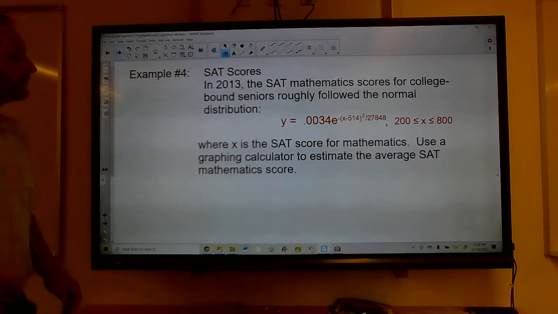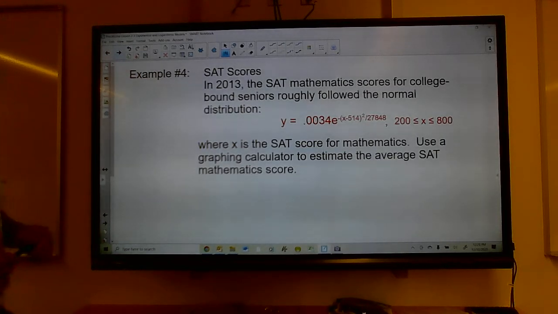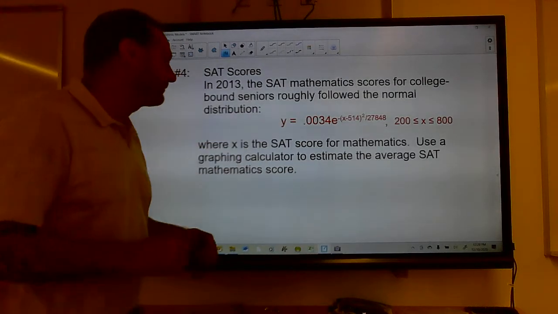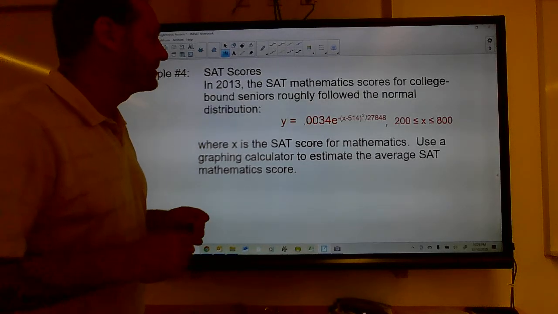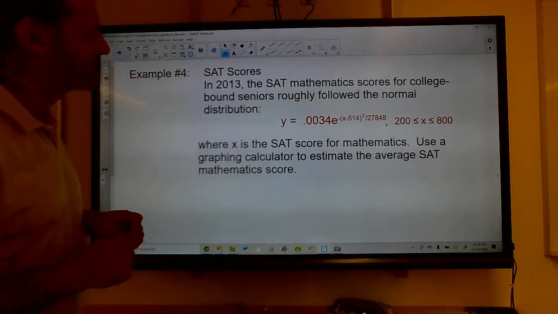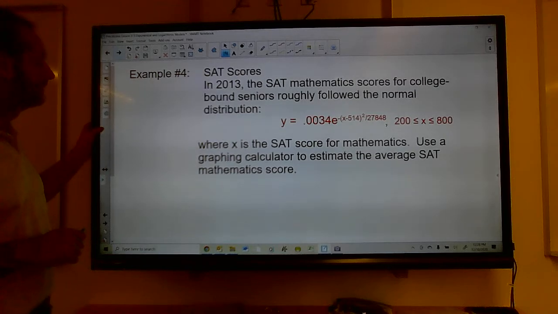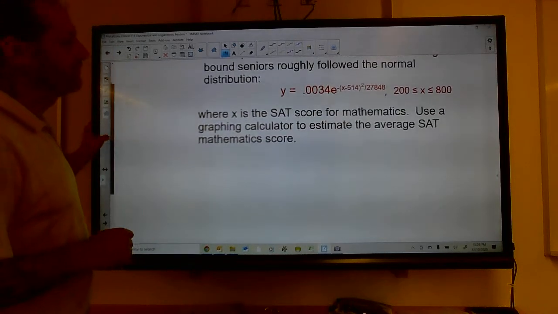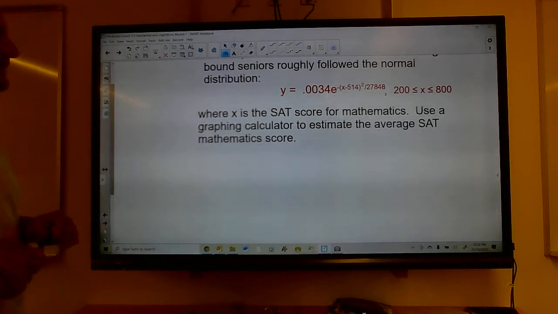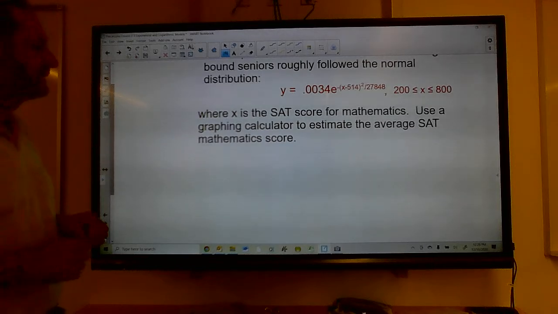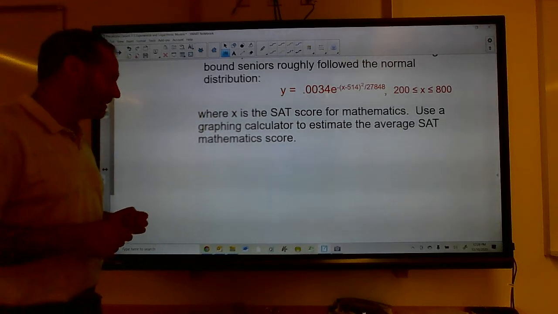SAT scores. In 2013, the SAT math scores for college-bound seniors roughly followed the normal distribution of y equals 0.0034 e to the negative (x minus 514) squared divided by 27,848, where x is between 200 and 800 and where x is the SAT score for mathematics. So use a graphing calculator to estimate the average SAT math score.